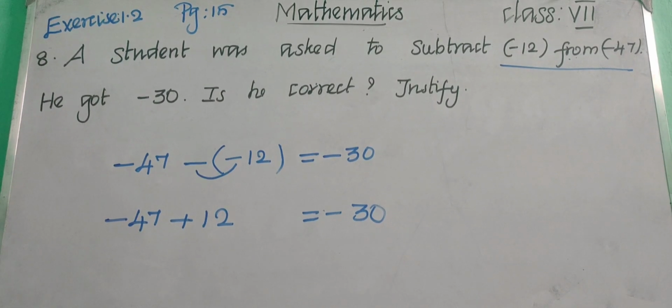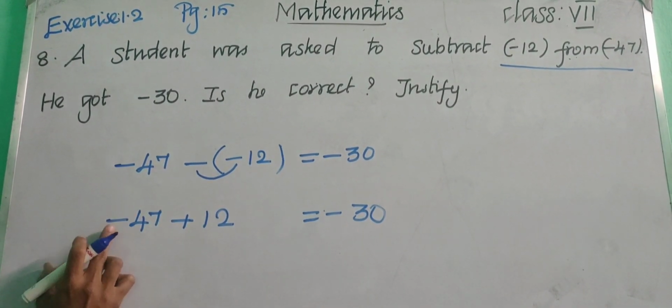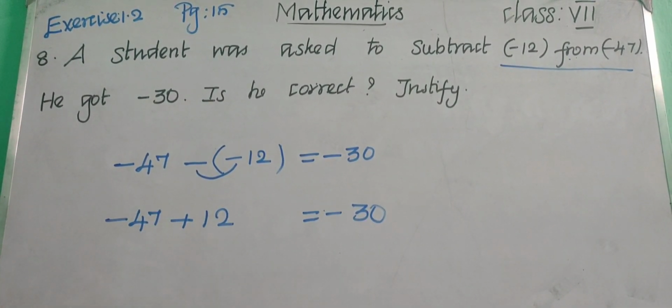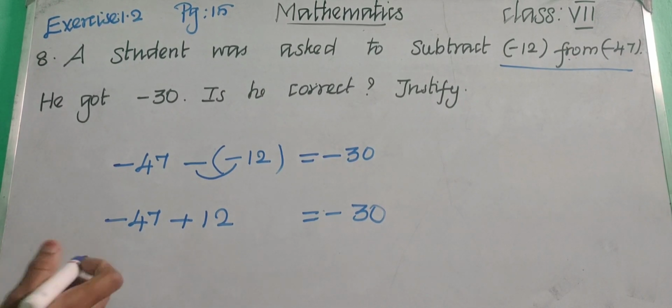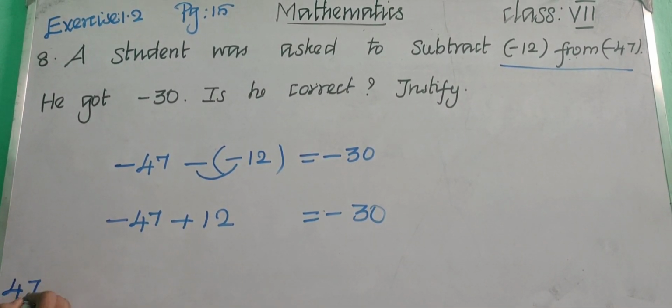Okay children, now what we can do now? So here minus and plus is here. So what we need to do? We need to subtract and put the greater number sign. Okay, if there is different sign means we need to subtract and put the greater number sign. Okay children, so let us subtract it. 47 minus 12. Okay, so 7 minus 2, 5. Okay, 4 minus 1, 3.